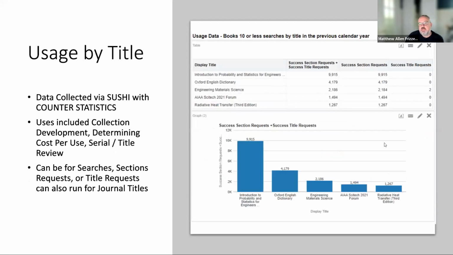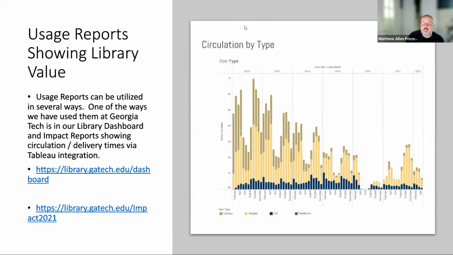And on this slide, this is usage by title. Again, SUSHI harvested COUNTER data. You can run these reports for chapters or journal titles as well. And they're often used when you combine them with cost data to determine cost per use in serial review or when looking at collection development.